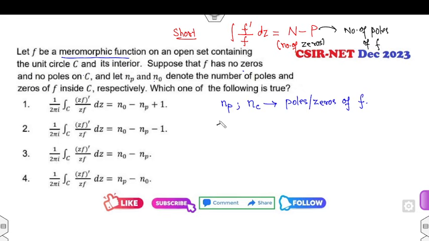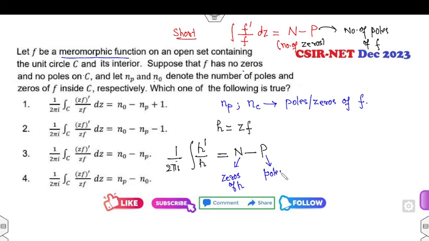Now in this case, if I choose H as my Z times F, then your target is to find this value. Again, this will be my N minus P. The only difference is you have to find the number of the zeros of H, and P is my number of the poles of H. Now how can you find that? Clearly, if H is multiplied by Z, the number of the poles is the same, because a pole is always related to the denominator. The denominator is still 1. So the number of the poles is still NP.